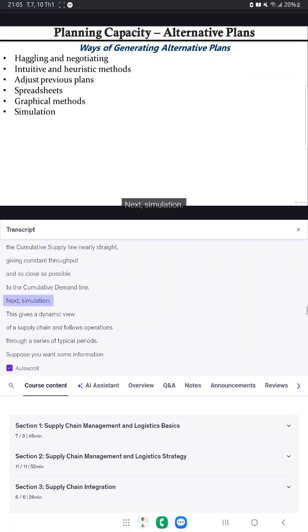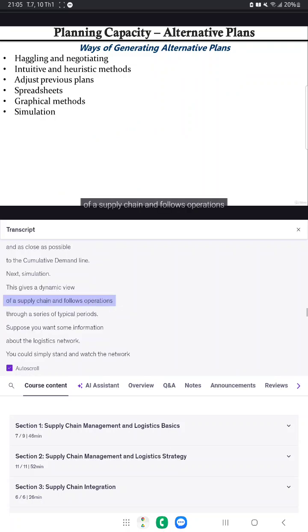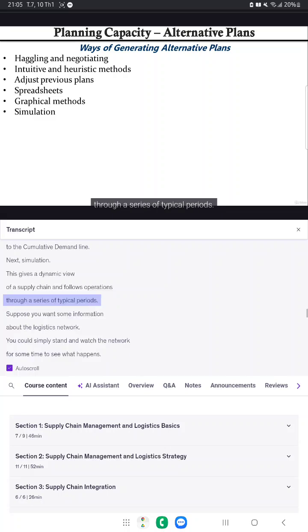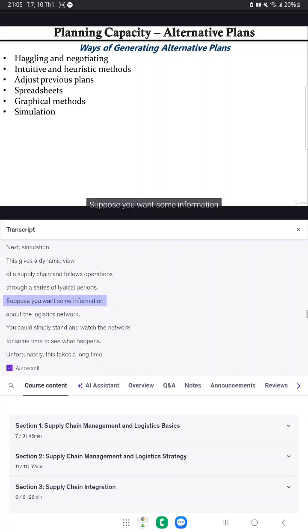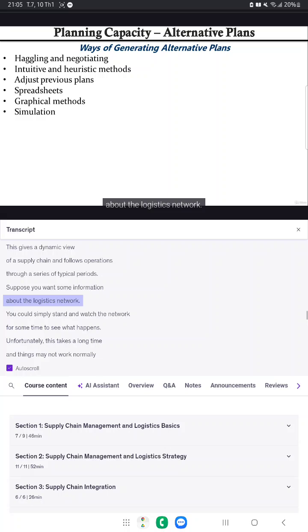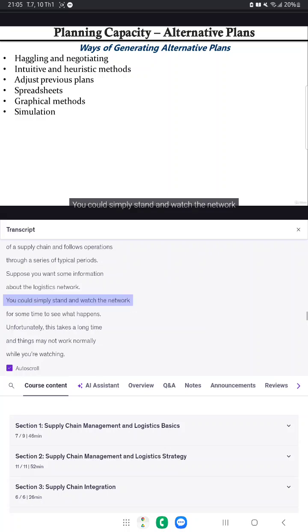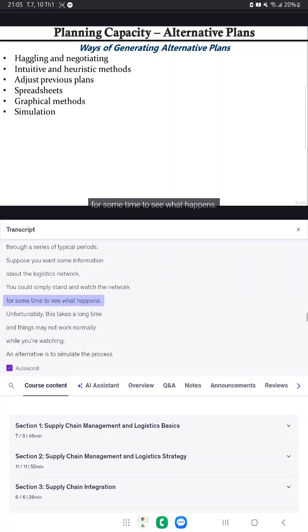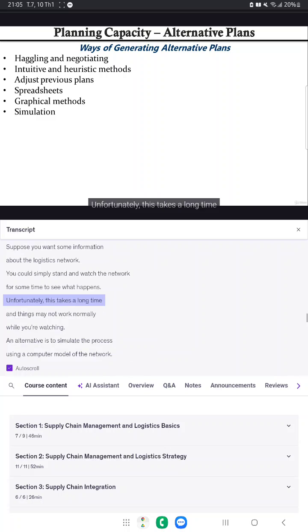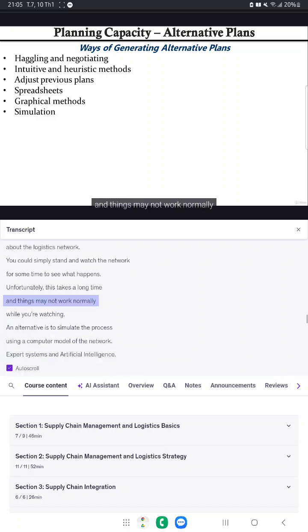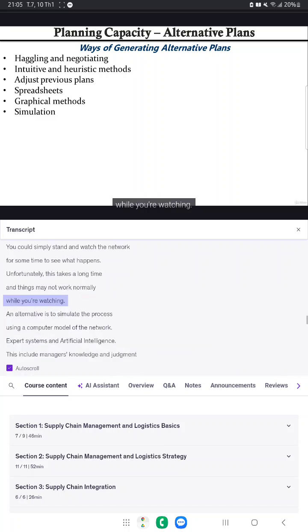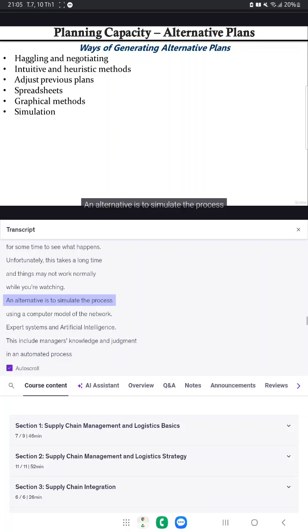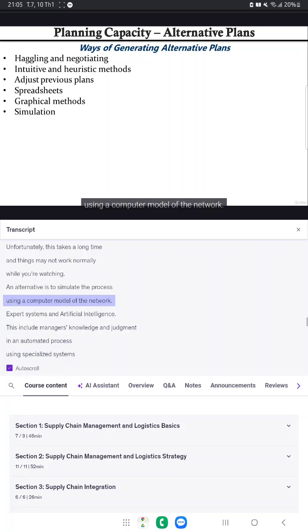Next, simulation. This gives a dynamic view of a supply chain and follows operations through a series of typical periods. Suppose you want some information about a logistics network. You could simply stand and watch the network for some time to see what happens. Unfortunately, this takes a long time and things may not work normally while you're watching. An alternative is to simulate the process using a computer model of the network.